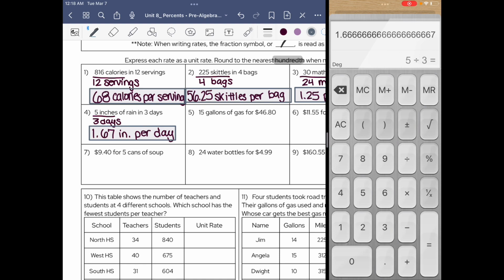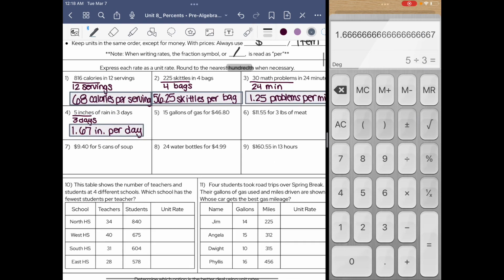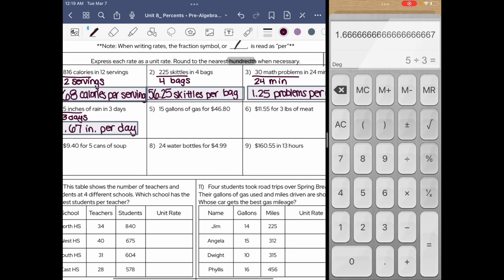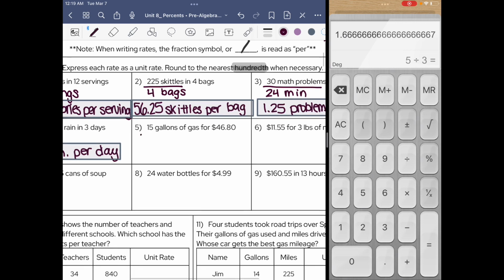Okay, one thing that I'm going to keep doing that you might notice about the ones that we've done so far is I just kept them in the same order. The only time you need to change it is for money, which happens on this next one. So it says 15 gallons of gas for $46.80. Whenever we are using money, we want to find the cost per item. In this case, the cost per gallon. So money always goes on top. So the $46.80 goes on top, and the 15 gallons goes on bottom.